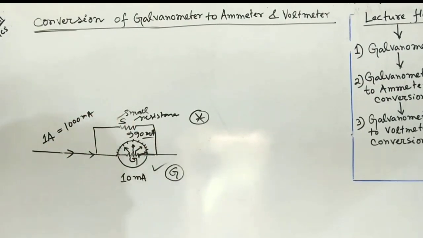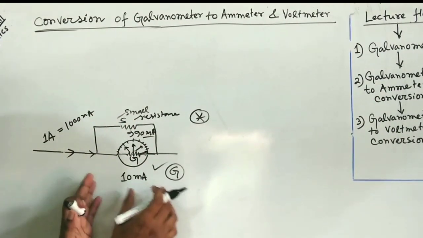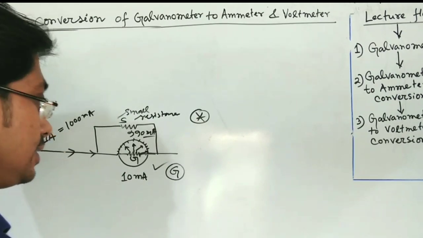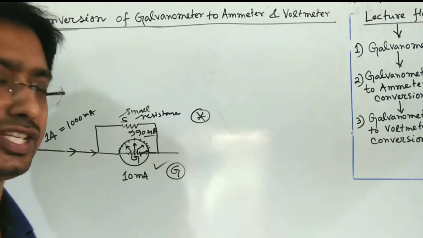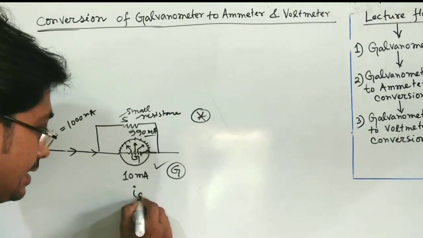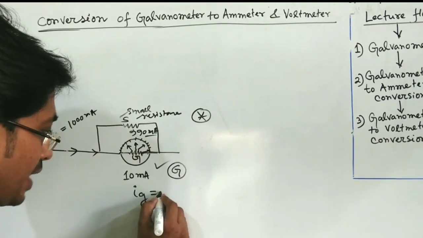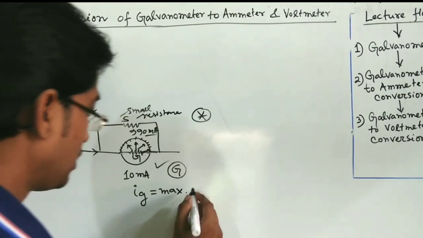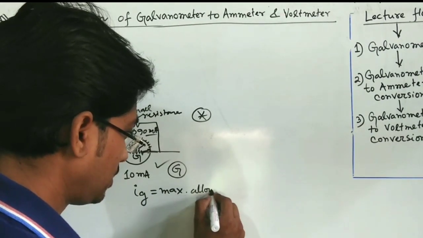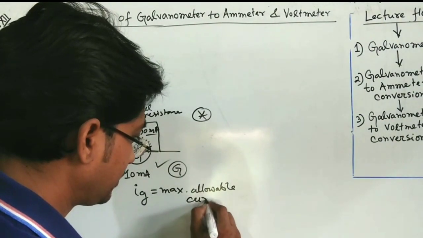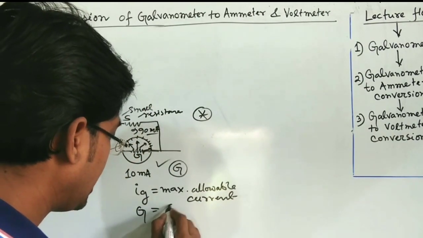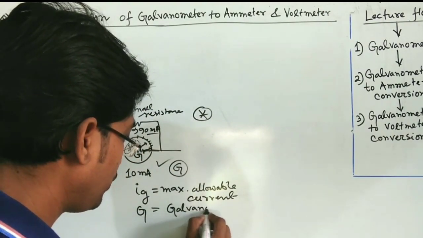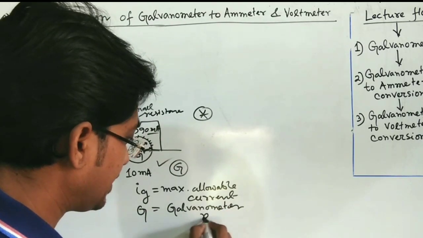So from this circuit, 10 milliampere current, that is the maximum current which flows through the galvanometer, and galvanometer gives a full scale deflection. So it is actually called IG. So IG is the maximum allowable current through galvanometer, and G is called the galvanometer resistance.